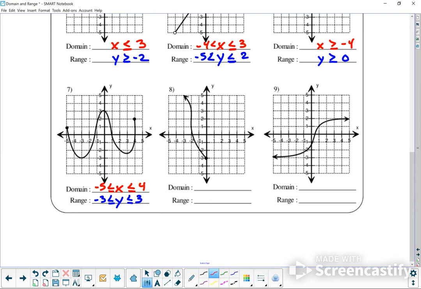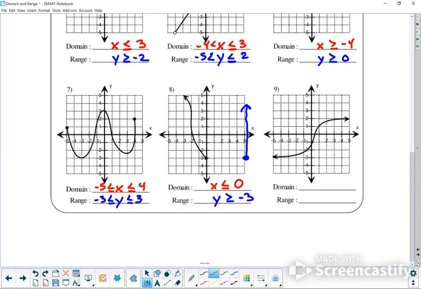Okay. The domain is going to keep going to the left, and it's going to stop at 0, so it's everything that's x less than or equal to 0, because it does stop. You can see that there's a solid dot right here. Okay, the range: the lowest it goes is right here, and it actually does stop at -3. You see the arrow up there, it means it keeps going. So it's all y's which are greater than or equal to -3.